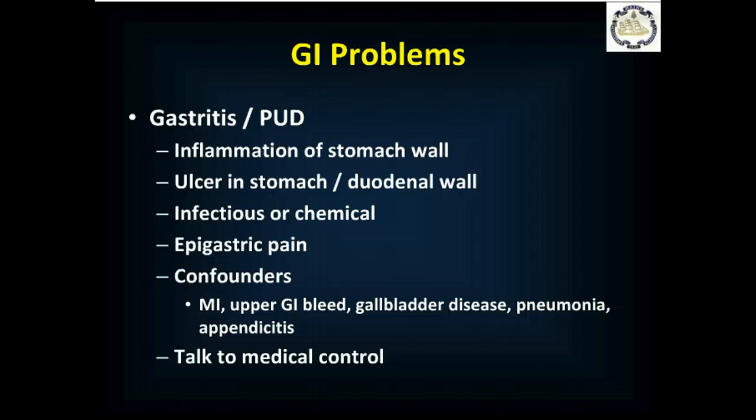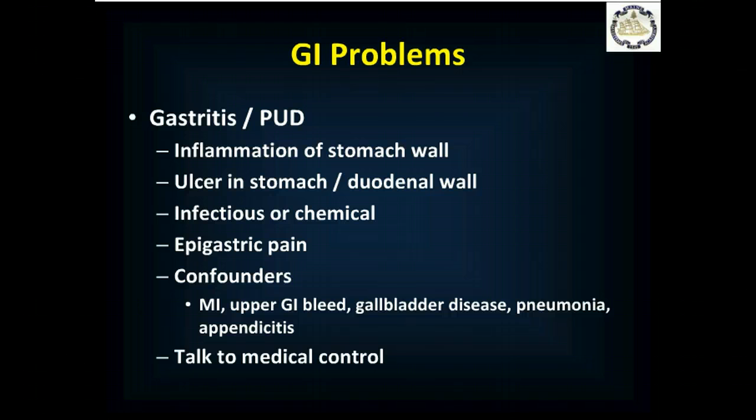So going down a little bit lower, gastritis and peptic ulcer disease, or PUD, can also cause upper abdominal pain. And that's inflammation of the stomach wall, and in peptic ulcer disease, an ulcer in the stomach or the duodenum, first part of the bowel. It can be from an infection, or it can be chemical from too much acid. It gives you pain in the epigastrium, which is the area just above the stomach, or thinking about it, it's the space between the lower part of your breastbone, what's called the xiphoid process, and your belly button. That's your epigastric area.